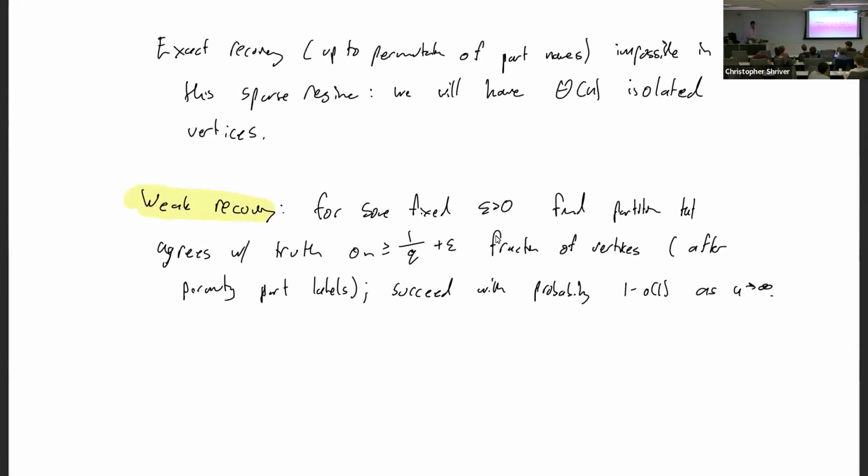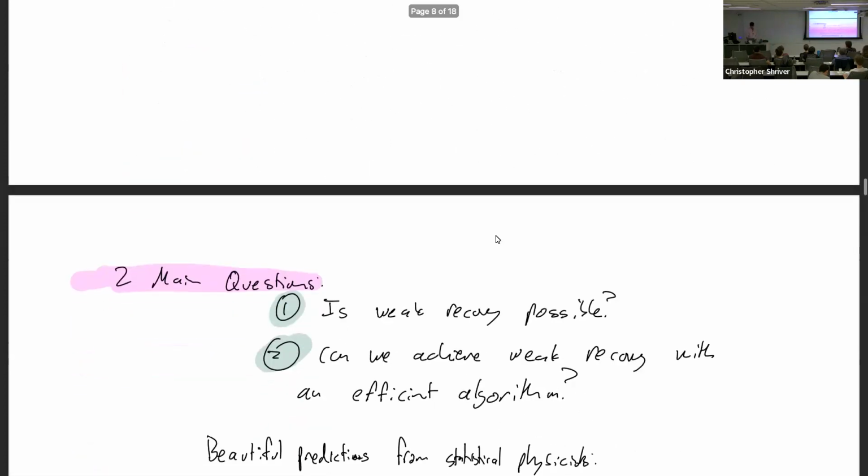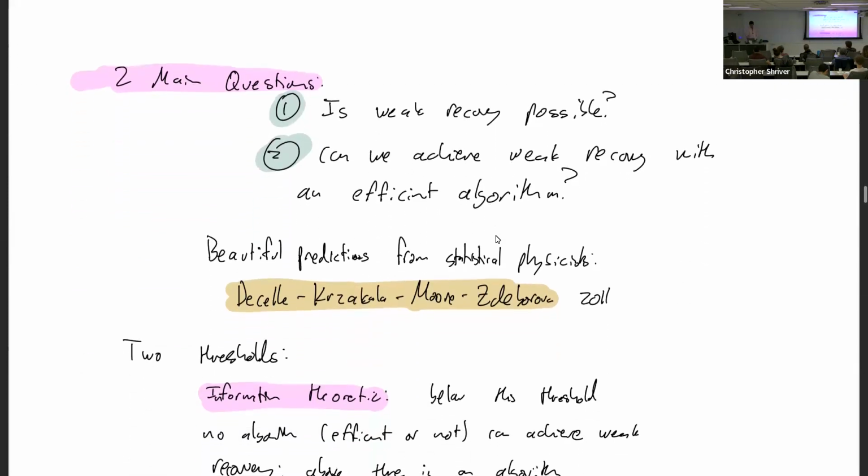Okay, any questions about the model? So this is like the statistical inference of the title. You have this ground truth, which is the partition. You're presented some noisy data that respects the ground truth, the edges of this graph, and now you're supposed to recover as best you can the ground truth from the noisy data. Okay, so two main questions. One, is weak recovery possible? And second, can we achieve weak recovery with an efficient algorithm? So, say, running in polynomial time in n.